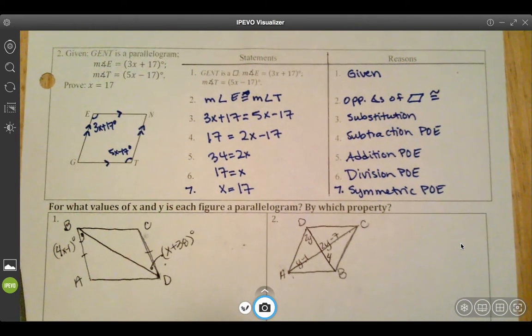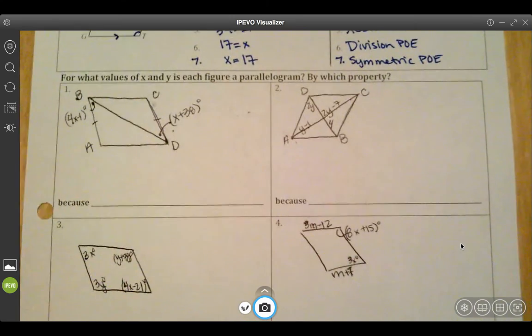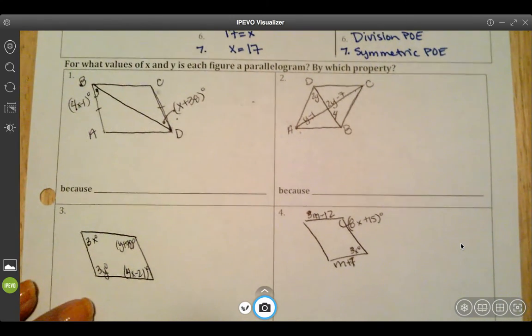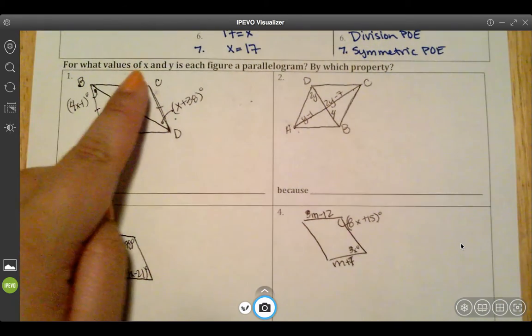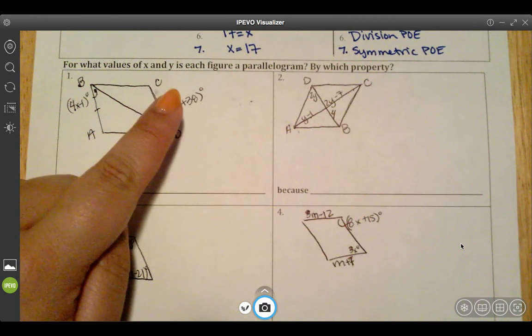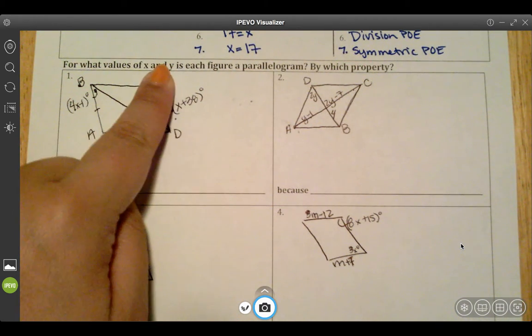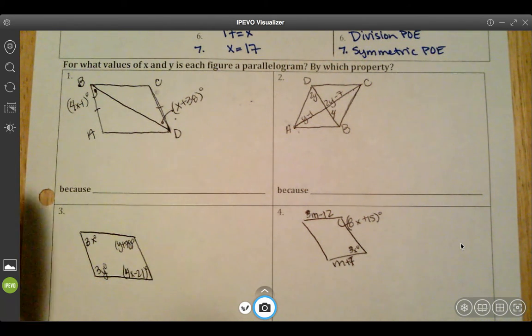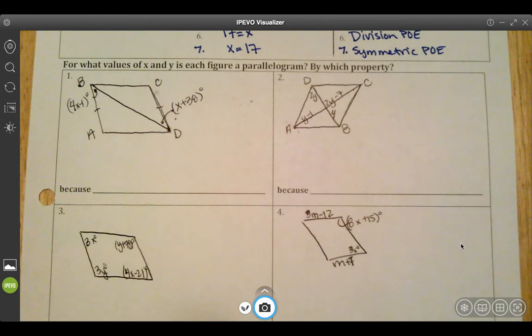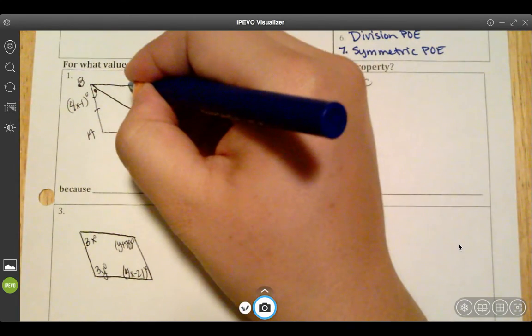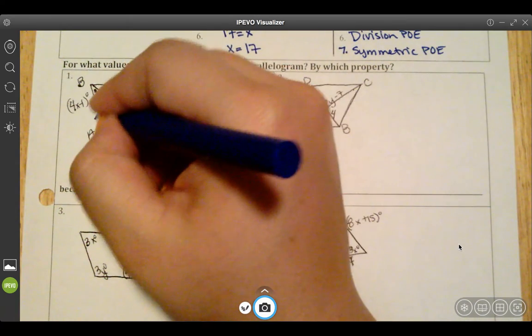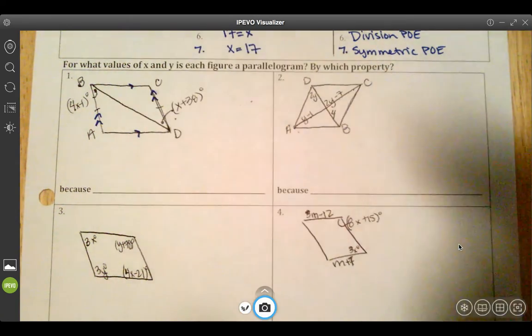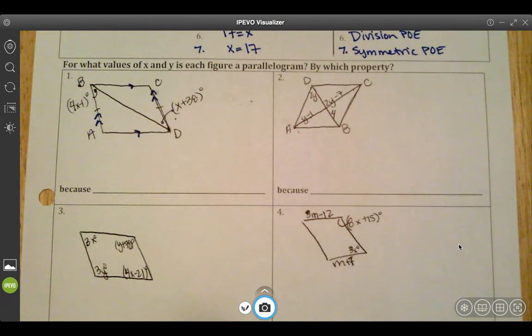Continuing on to our last set of practice problems here. For number 1, we want to find x and y for each figure, for what values of x and y each figure is a parallelogram. Okay, so here what we want to do is we want to look at our figure and say, if our sides are parallel, what do we know about these angles?